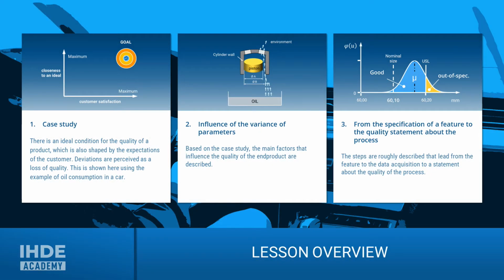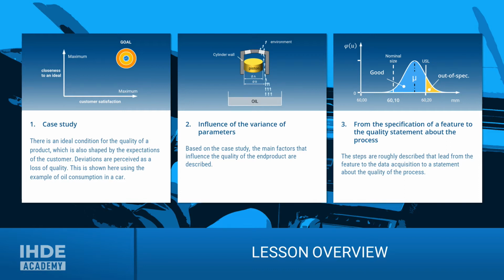This lesson is divided into 3 chapters. In the first chapter, we look at an example that very clearly shows the connection between a dimensional deviation and the satisfaction of a customer with the final product. With this, I want to emphasize that anyone who has an influence on the production of a characteristic also has a significant influence on the quality of the overall product.